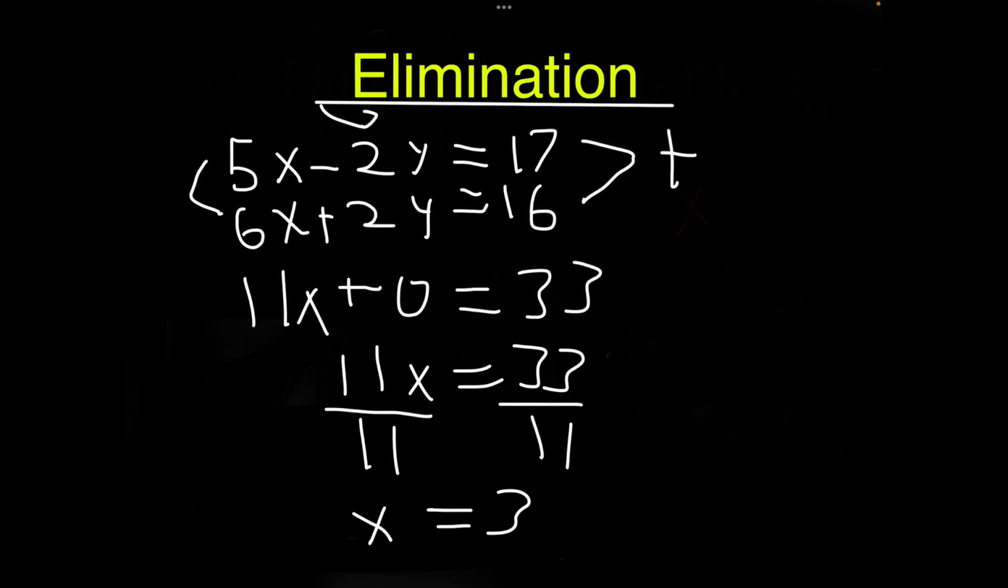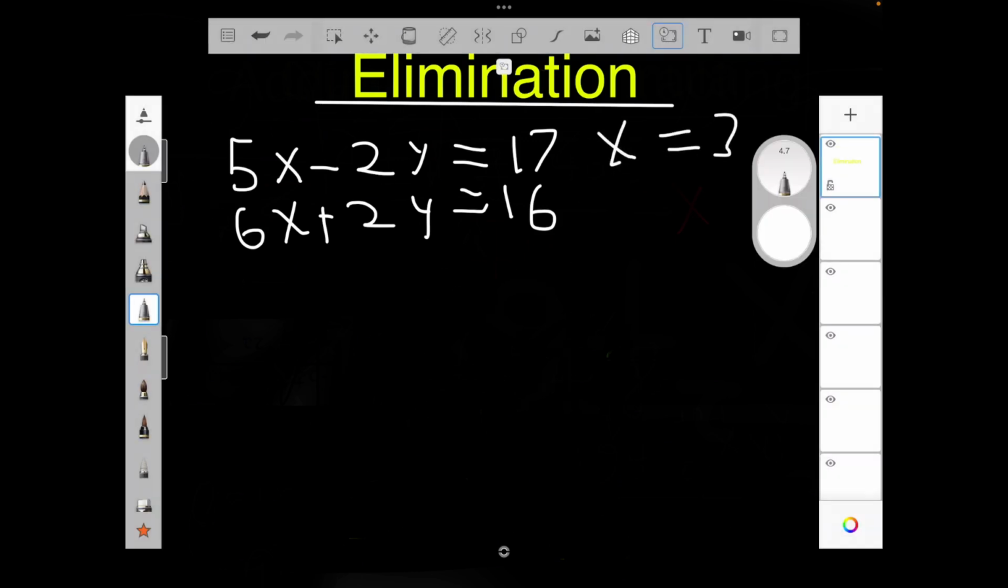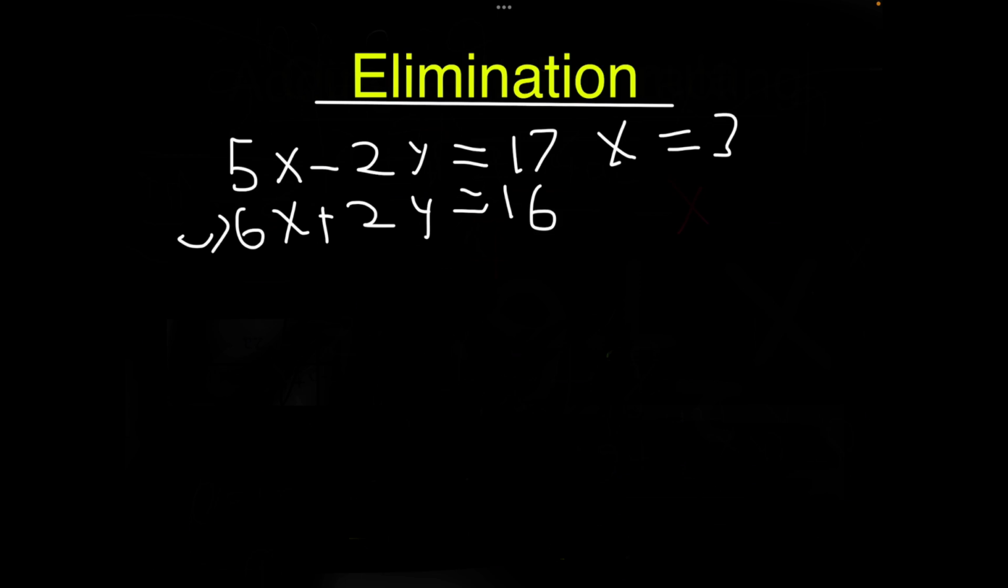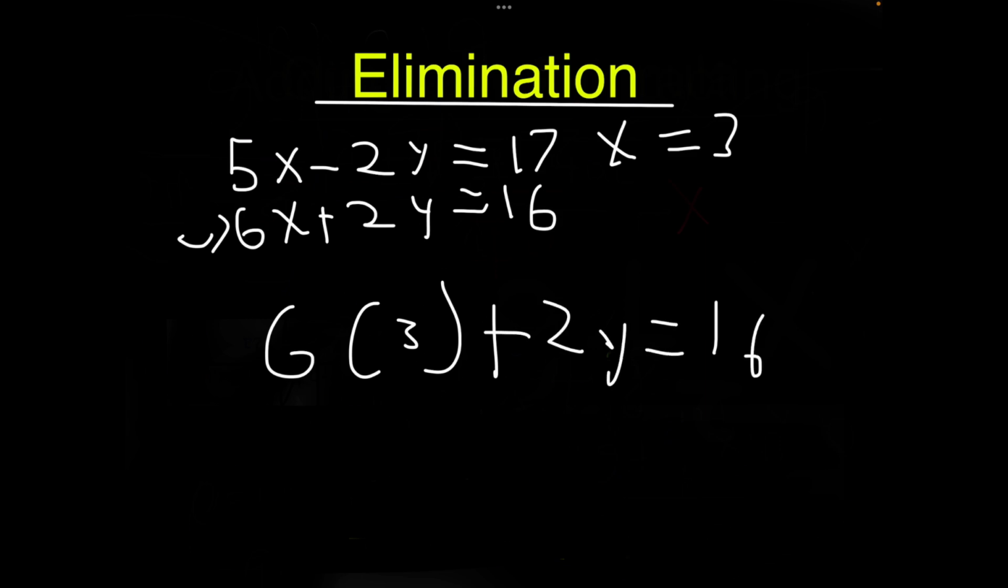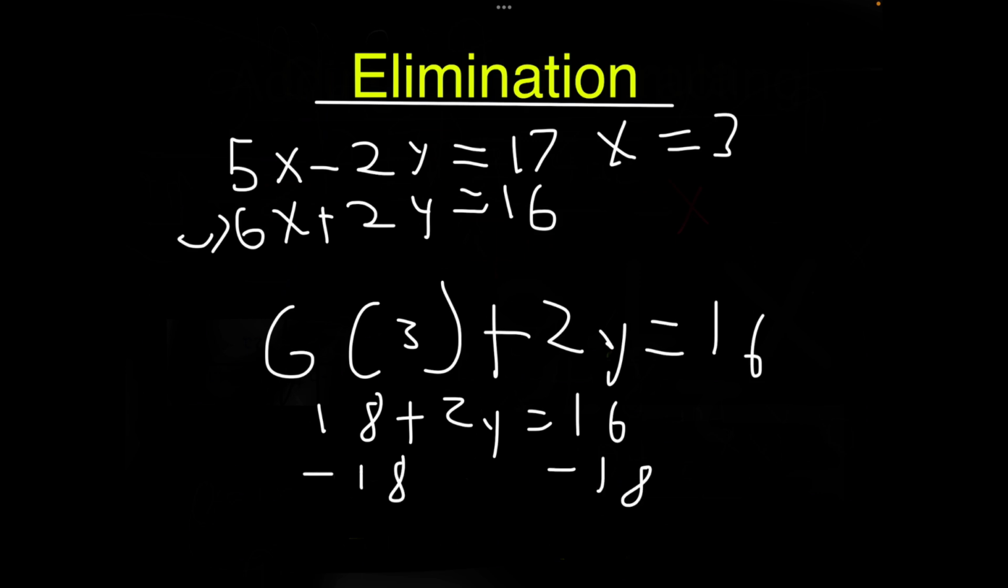So we need to find the y value as well. So now that we know that the x value is 3, we just need to plug it into one of these equations. It could be either one. So let's just do the second one. Why not? So since we know the x is 3, we're going to plug that in. 6 times 3, plus 2y. We don't know the y yet, so we're trying to find that out. Equals 16. So 6 times 3 is 18, plus 2y equals 16.